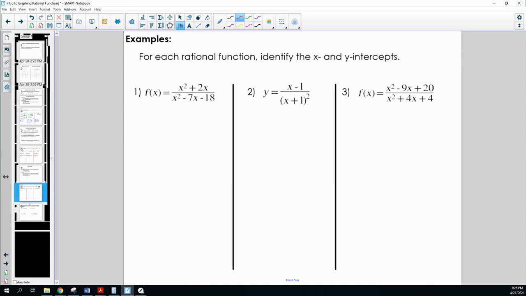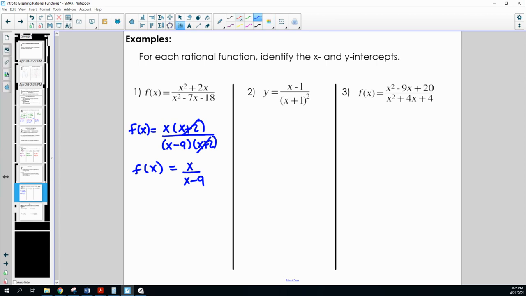For each of these, identify the x and y intercepts. So first we're going to do the x-intercept. For the x-intercept, we have to make sure that it's simplified first. So I'm going to go ahead and simplify this. This is going to be x plus 2 over x minus 9, x plus 2. So it's like one of the ones we had earlier. Those will cancel out. So our new function is x over x minus 9.